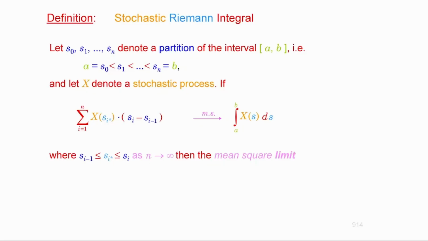So you replace the function f that you just saw at the beginning of this lecture by a stochastic process, and everything else will be the same, except of course the limit, because you replace the limit by the mean square limit. So that's going to be the mean square limit of that, and that's basically all you would need to do. This is said to be the stochastic Riemann integral of the process on that interval.